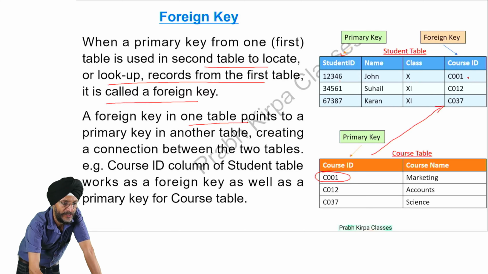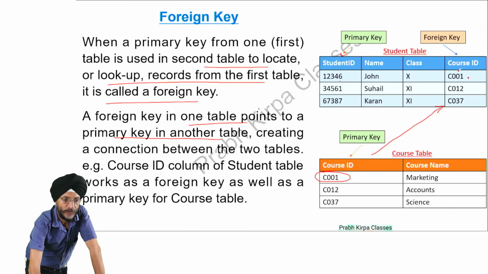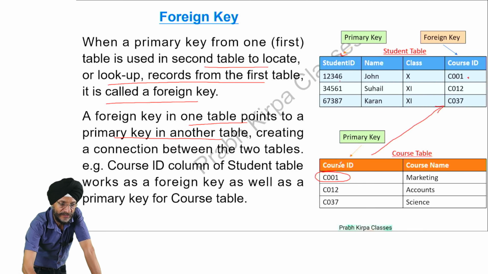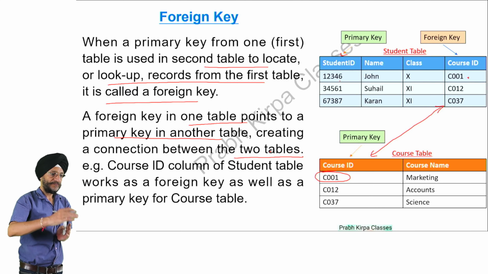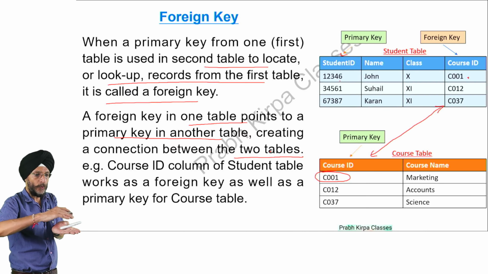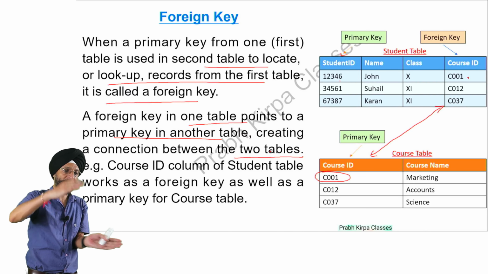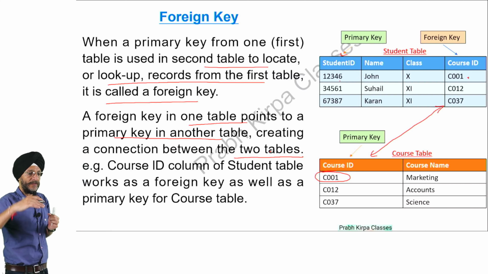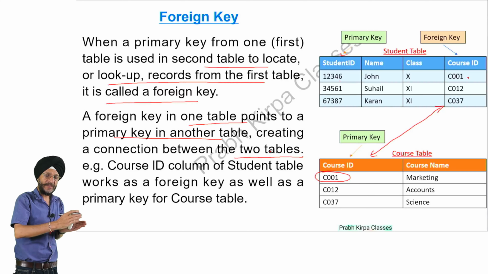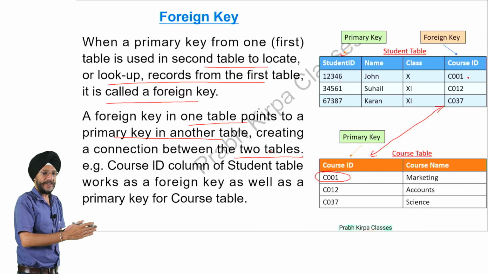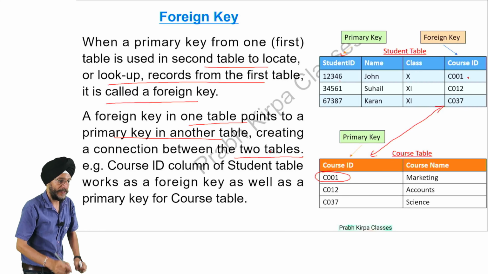The foreign key in one table points to a primary key in another table. Here the foreign key is course ID. It has its relation with another table, the course table, where it appears as course ID, creating a connection between two tables. So the relationship between the two tables has been established by way of primary key and foreign key. In one table, this same thing appears as foreign key, in another table it appears as primary key.